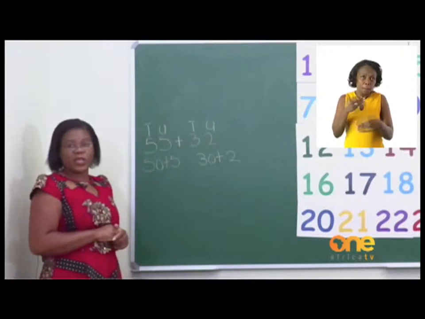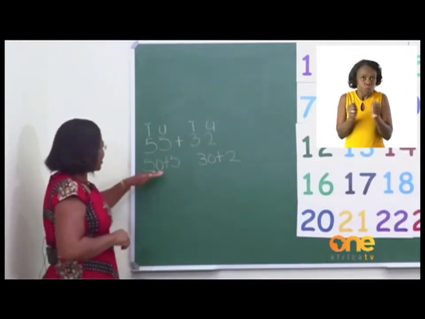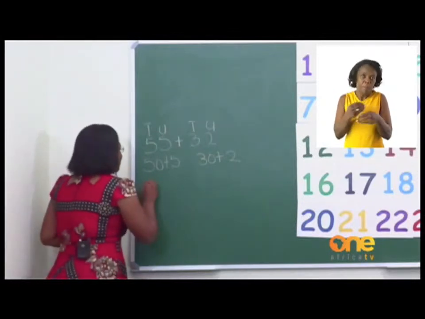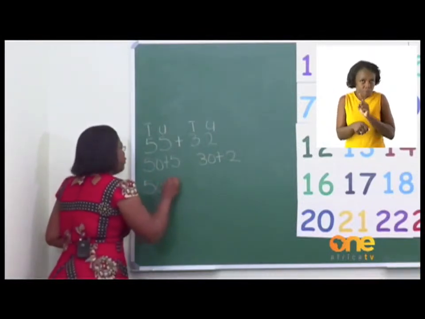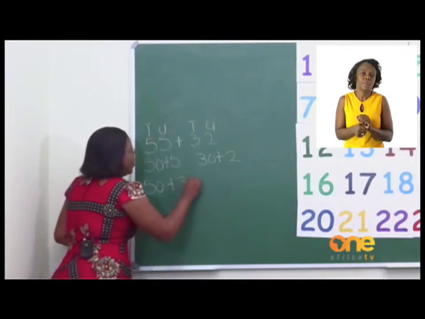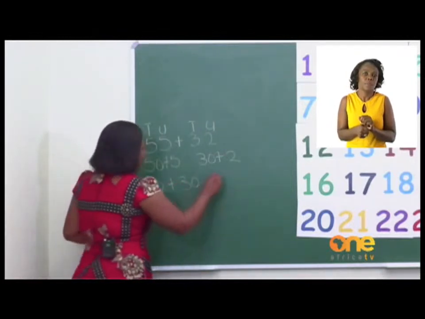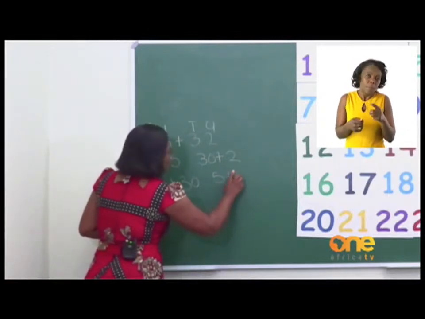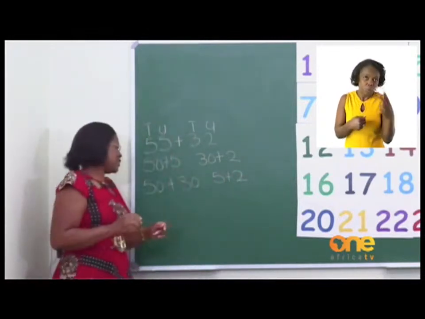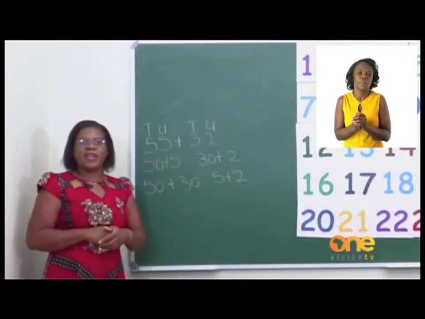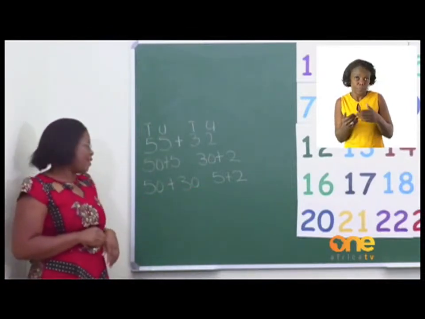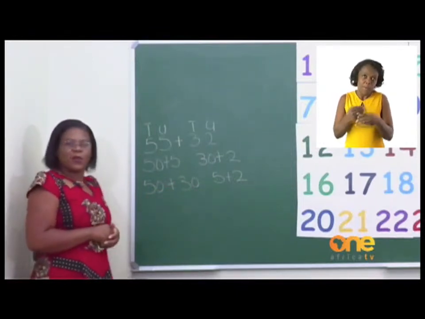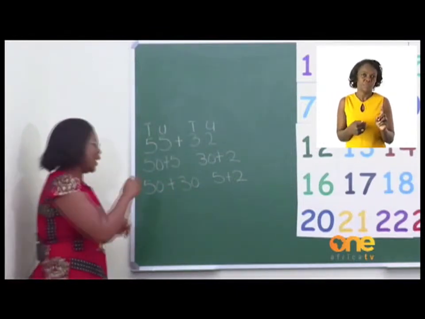Now we add together the tens first. So we add 50 and 30 first. Then we are going to add a 5 and a 2. Now, this will be very easy for us to get to the final answer. 50 plus 30. What will be the answer? It will be 80.